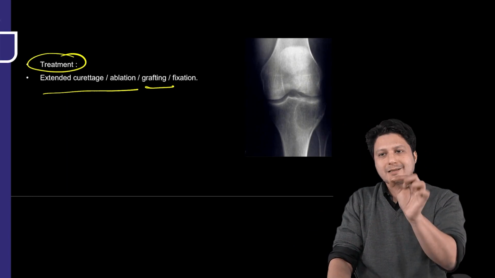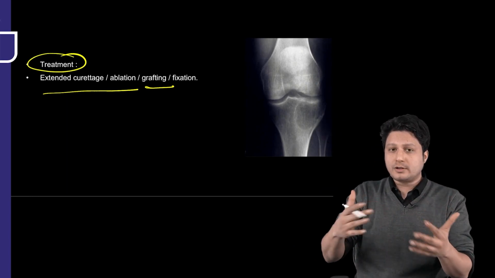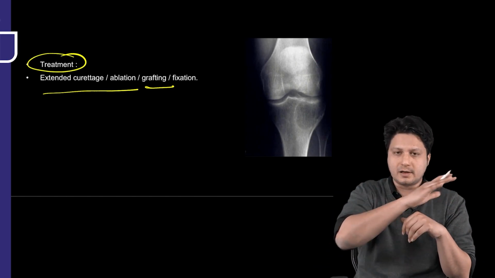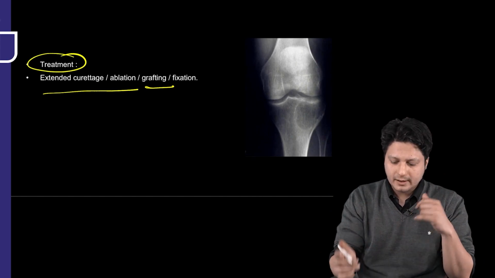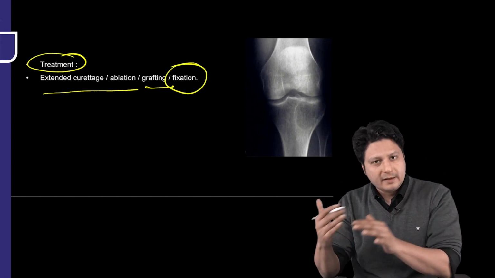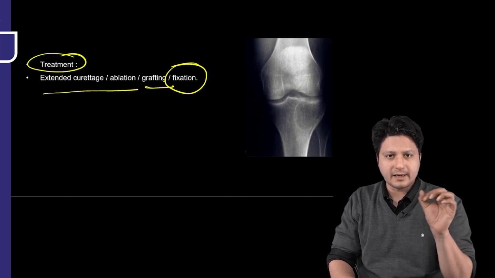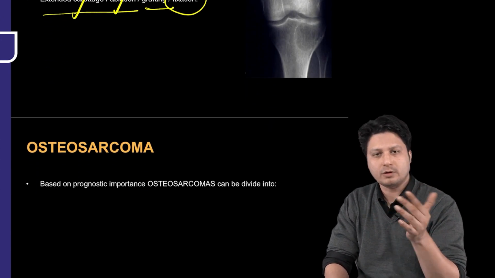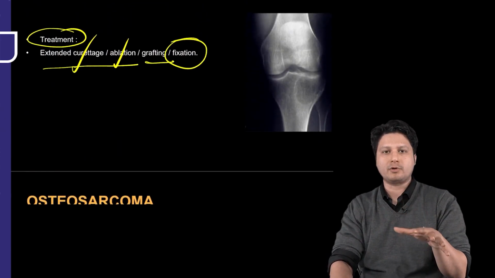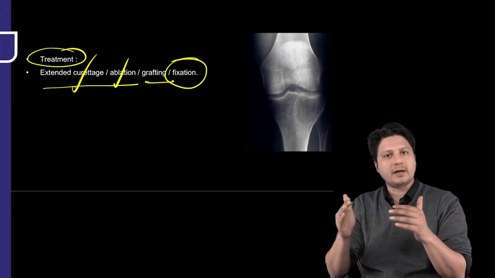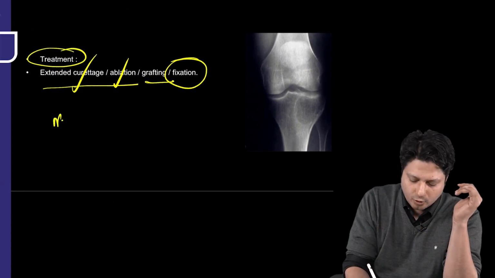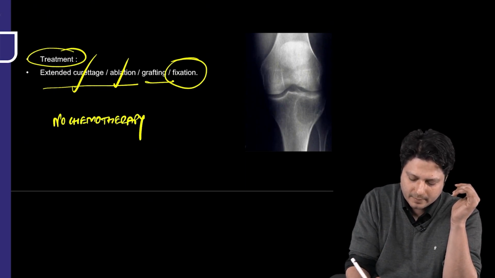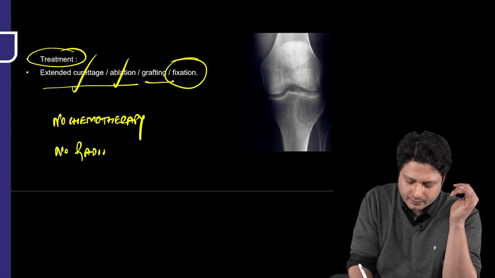For example, if the distal femur is affected, the patient will walk on this distal femur site, and if the defect is too large, then you have to fix it also in order to prevent fractures related to the defect which has been created. Alright, so fixation could be done or it could not be done. But yes, the principle of management remains extended curettage and ablation, with or without grafting, with or without fixation. So this is all you have to remember. As far as the management of this GCT is concerned, no chemotherapy. Chemotherapy has no role in the management of a benign lesion. So no chemotherapy, as well as no radiation exposure, no radiotherapy.